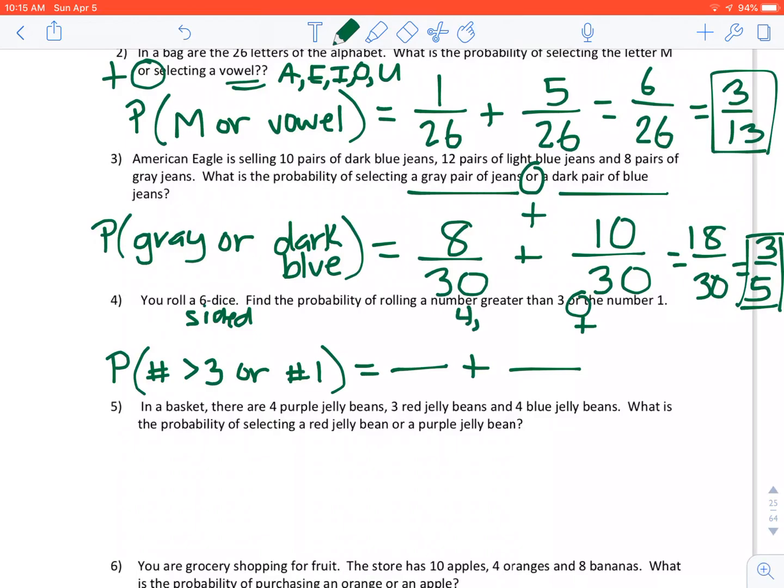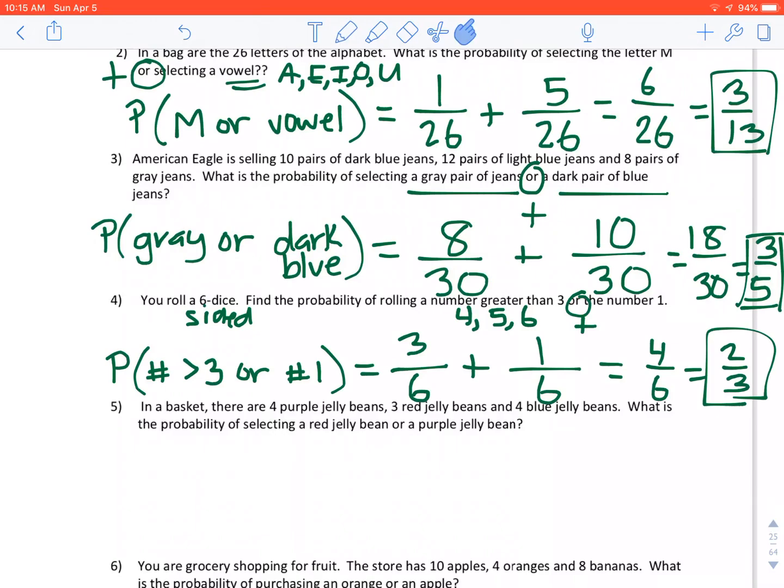So if it's greater than 3, it could land on a 4, 5, or a 6 on the 6-sided dice. Okay. So there are 3 options of that happening. Or it landing on a number 1. Okay, there is one number 1. So when you add those, you get 4 out of 6, which reduces to 2/3. Okay, so be careful with that one. Whether it's greater than or less than something, make sure you are including the correct numbers.